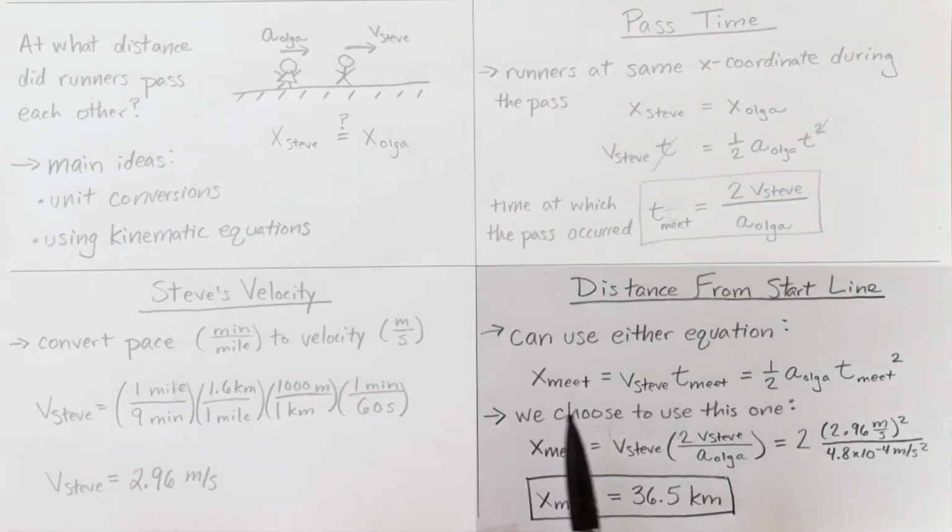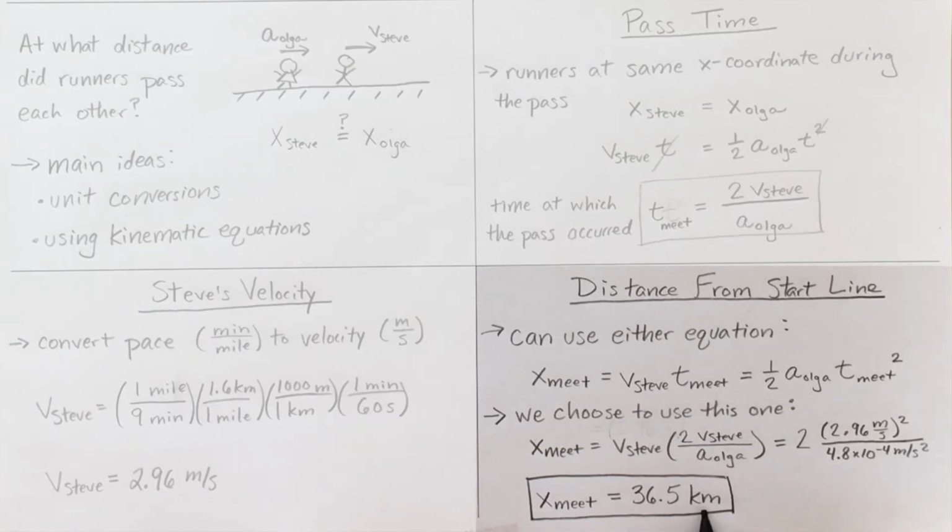To figure out the position at which the pass occurred, we can now either use the kinematic equation we wrote for Steve or the kinematic equation we wrote for Olga. Here we choose to use the one for Steve. We substitute in the expression for the time we just calculated and evaluate it using the quantities that we know. We find that the pass occurred at 36.5 kilometers from the start line.